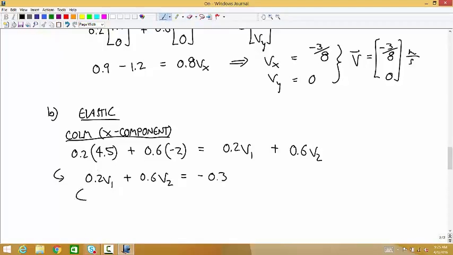And actually, since we're going to have to do a substitution, let's just set up the substitution. Divide everything by 0.2, and then you get V1 is equal to negative 3V2 minus 1.5, right?